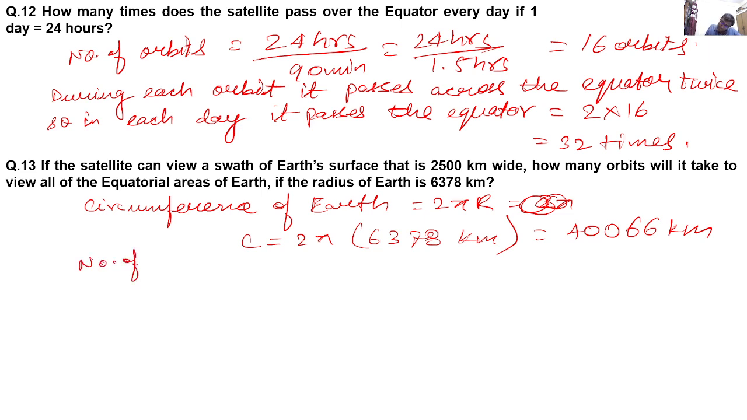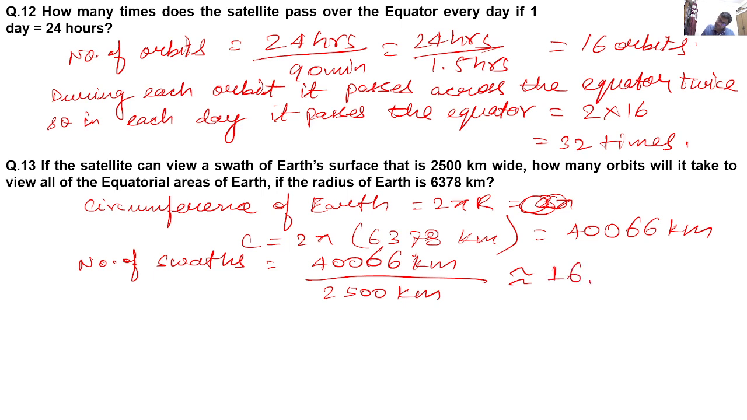Now the number of swaths would be the total circumference divided by the Earth's surface swath, which is 2500 kilometers wide. So 40,066 by 2500, which will come out to be nearly 16 swaths it can do.